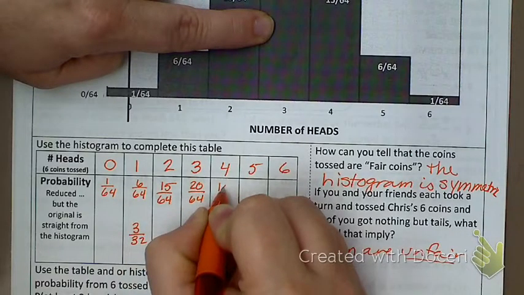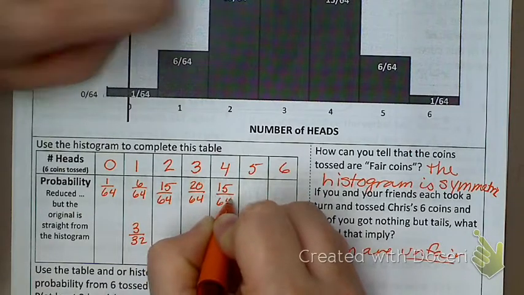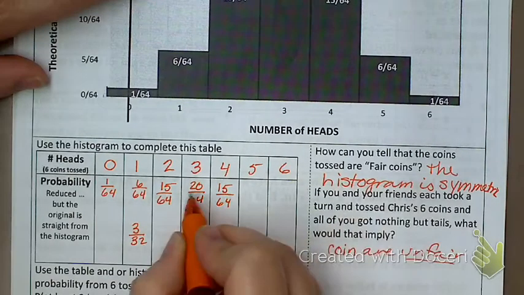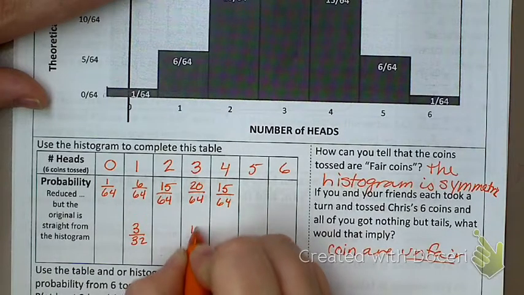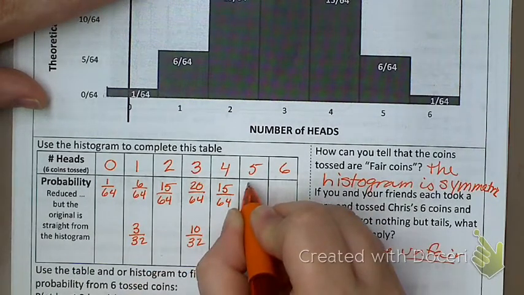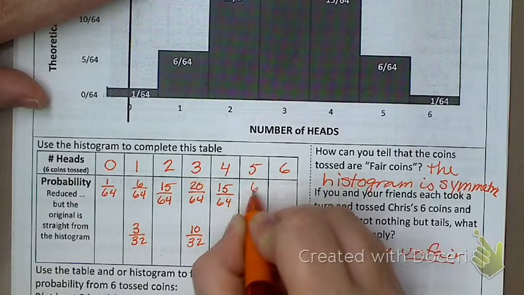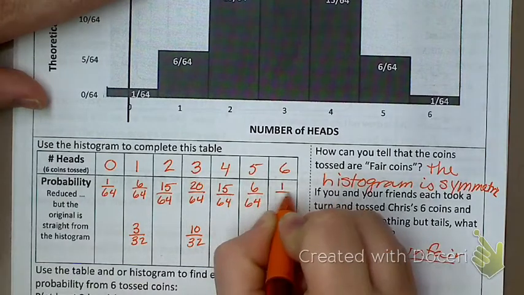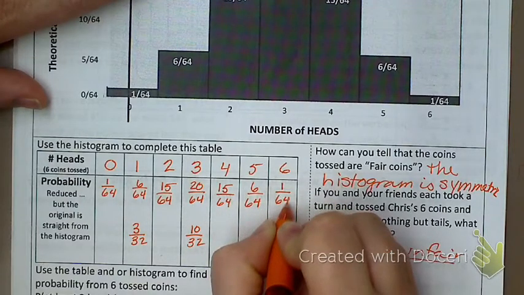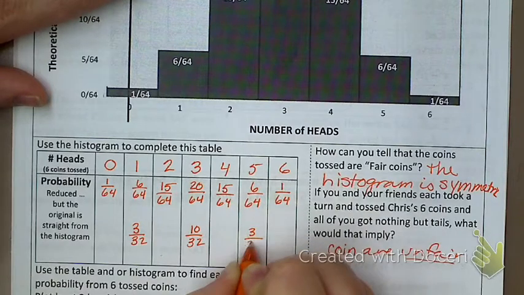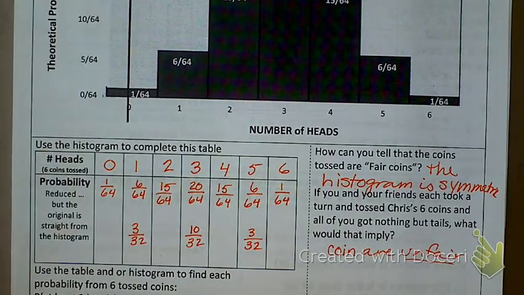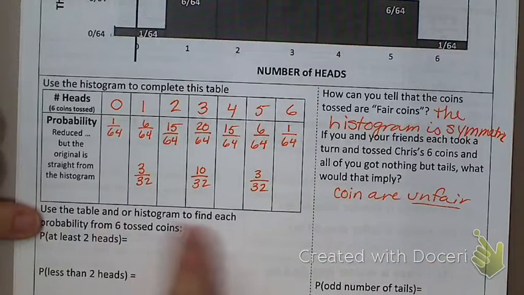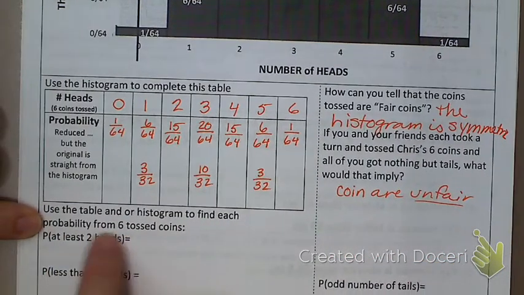4 heads is 15/64ths again. 20/64ths, I forgot, that actually reduces to 10/32. 5 heads would be 6/64ths, and 6 heads would be 1/64th again. And again, 6/64ths reduces to 3/32. I think those are the only ones that'll reduce. So, use the table and or the histogram to find each probability from 6 tossed coins.